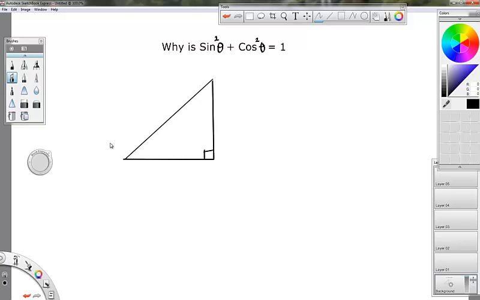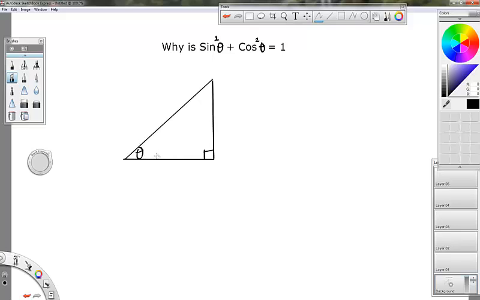All right, so you probably have been wondering why the sine squared of theta plus cosine squared of theta equals 1. I mean, who doesn't sit around and wonder that? I know how it is. Here we go. We're going to call this angle right here theta.